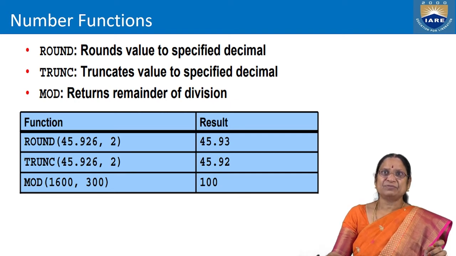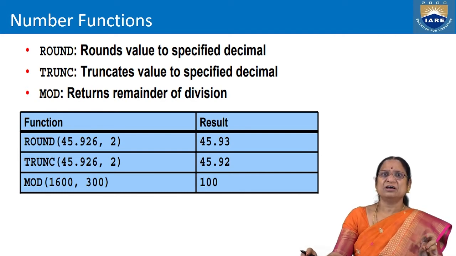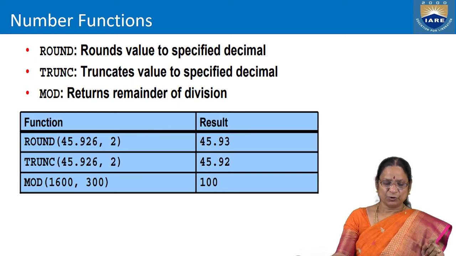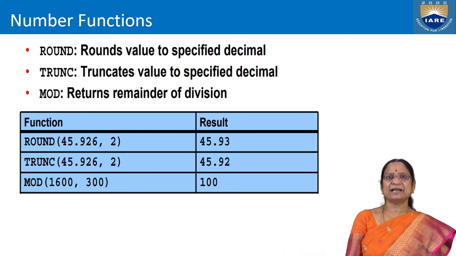Another way is number functions. Various number functions are there. We'll discuss a few number functions here: round, truncate, mod only, but more than four number functions are available in SQL. Round means rounding to how many decimal places it has to be rounded, which will be given. So there are 2 arguments. One is the number to be rounded and the second gives how many positions we have to round it.